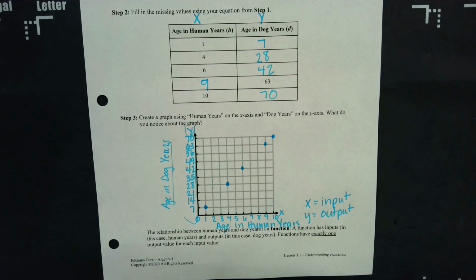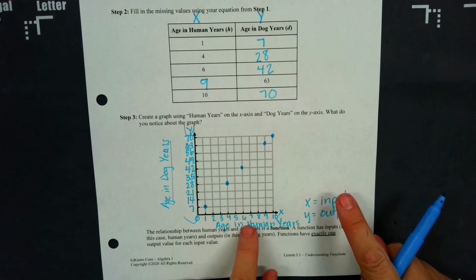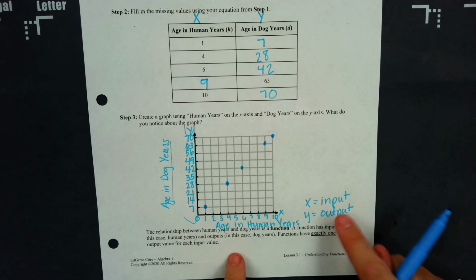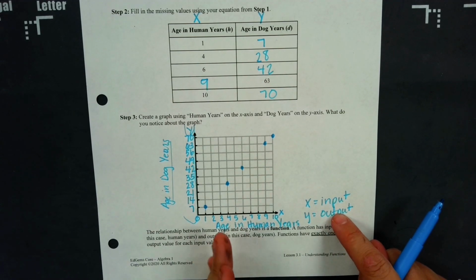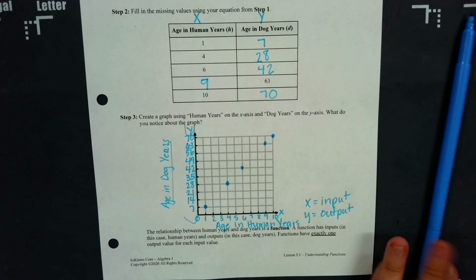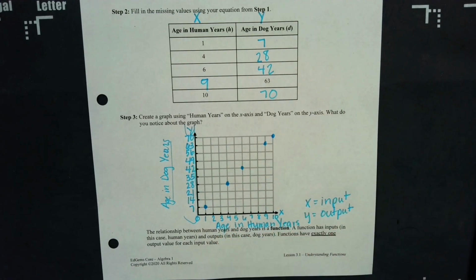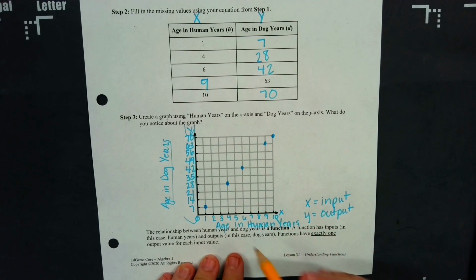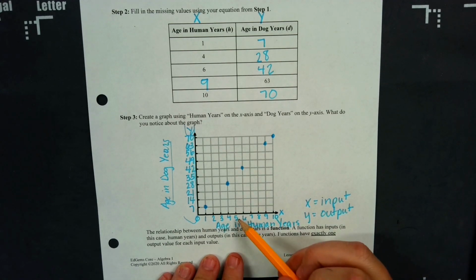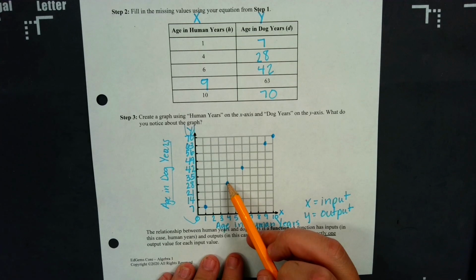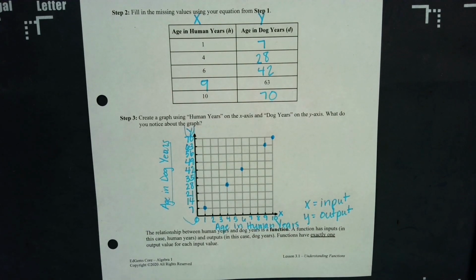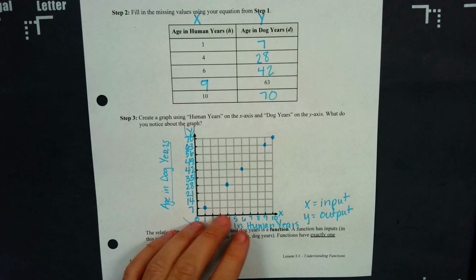For every input, so for every x, there can only be one output to make it a function. So let's hypothetically say, we'll get there. So for every input, there can only be one output. Okay? So if I'm saying that 4 years, the dog's 28, it can't be anything else but 28. I can't say, well, 4 years, he's 30. So a function means for every input, you only have one output. Okay? All right, let's flip it over.